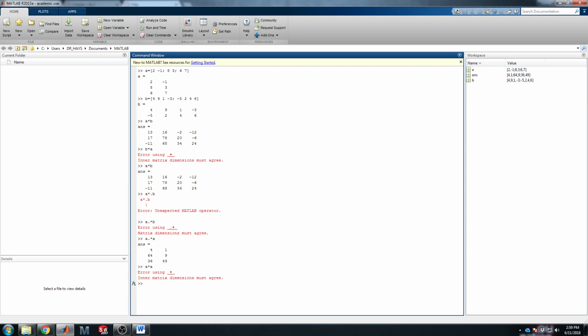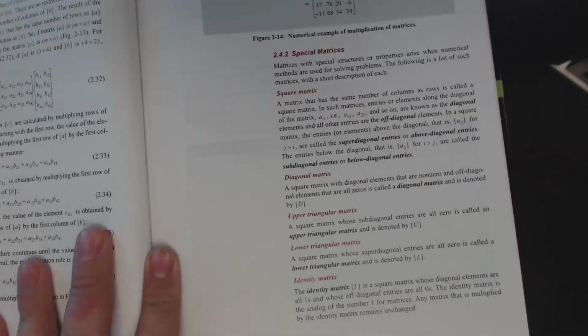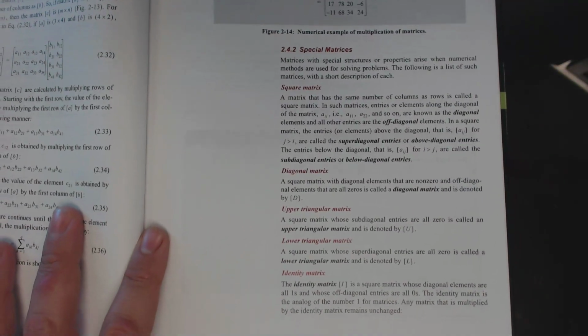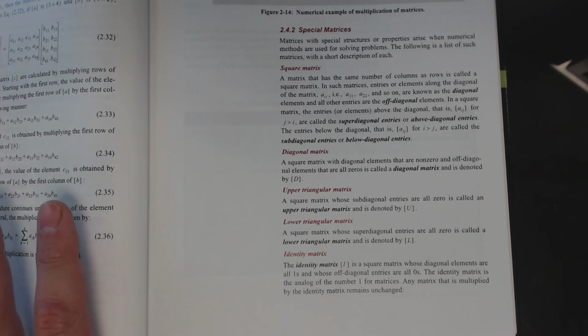Let's get back to the actual discussion of mathematical background, right back to the document camera. All right, what's next? Special matrices. Square matrix, okay, that's highly advanced. It really just means it's the same number of rows and columns. Not a big deal. Diagonal matrix, pretty straightforward.